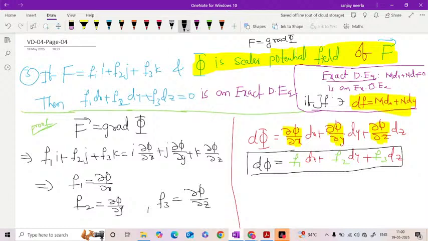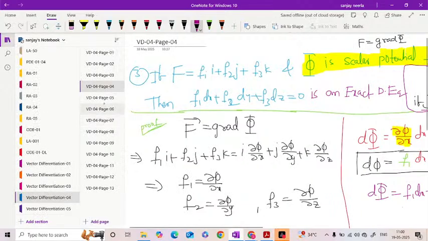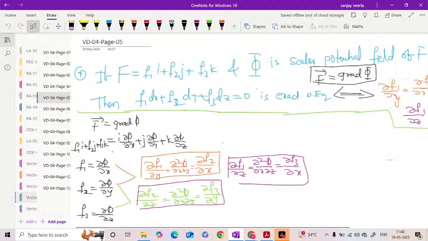And moreover, del pi, that means d pi, we will write d pi is equal to f1 dx plus f2 dy plus f3 dz. So this is our second property. Third property done. Next, come to the fourth property.